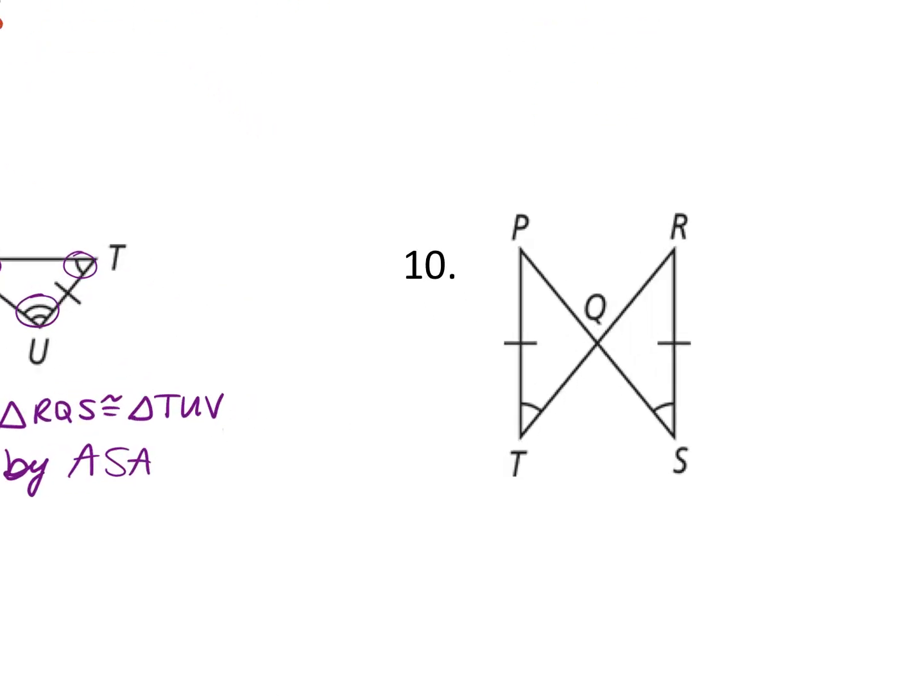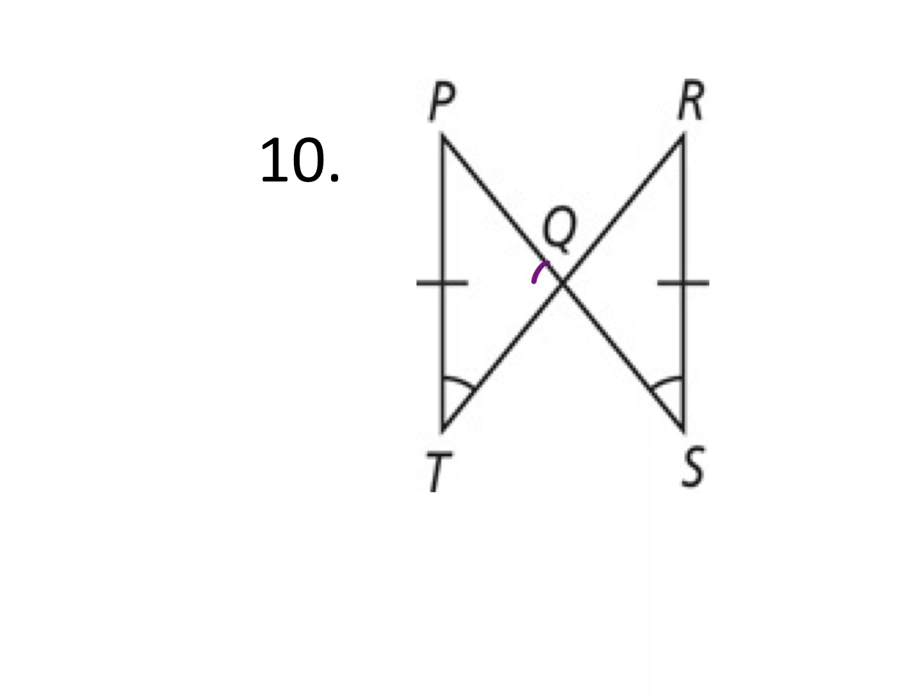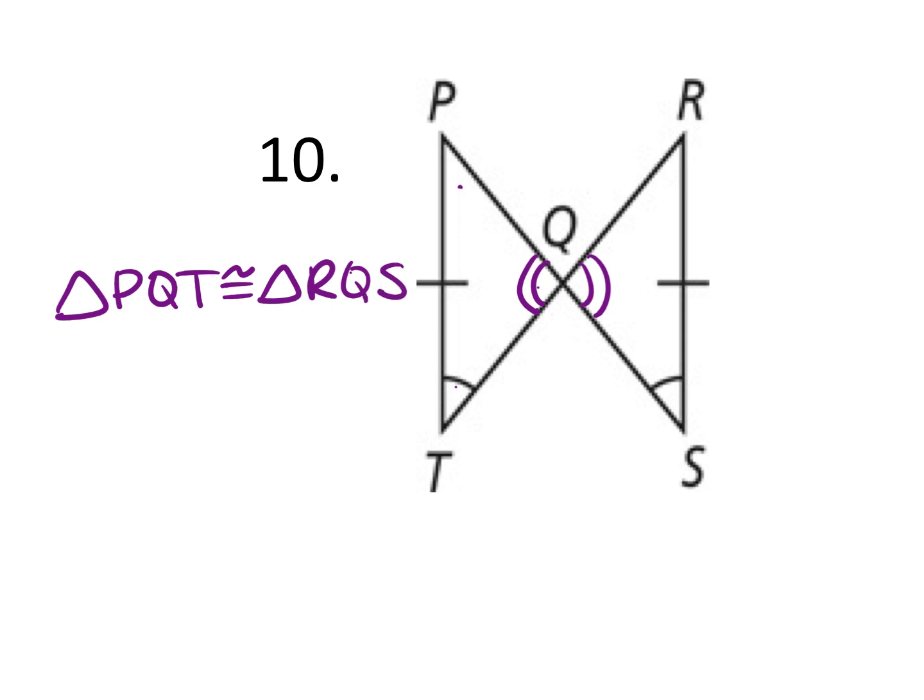All right, how about number 10? That one is AAS. You have vertical angles, so mark what you know. This is the included side, which means this is non-included side. So you would say triangle, if I say PQT, which triangle is that congruent to? So PQT is no arc, double arc, single arc, RQS. By angle, angle, side. So you don't have the included, so it's not ASA. It's got to be AAS.